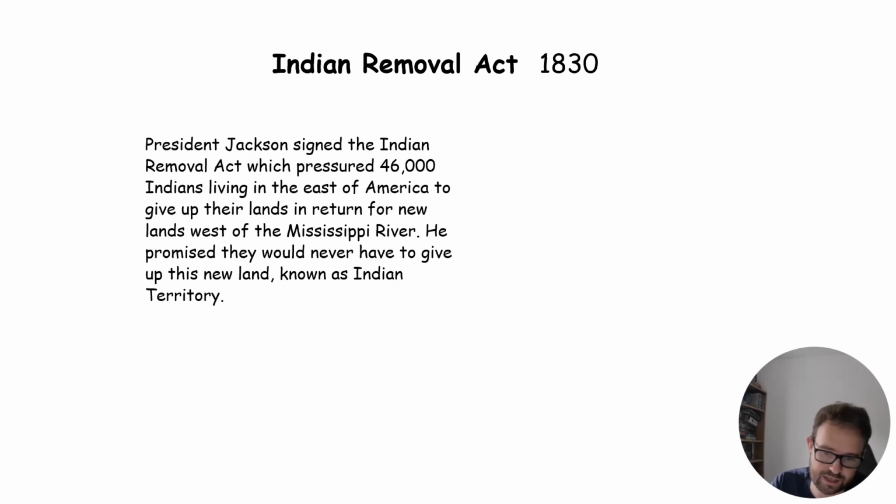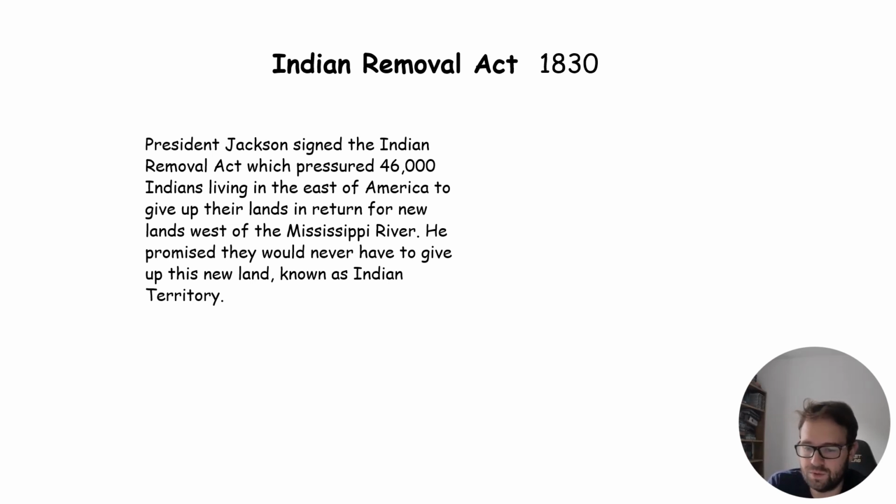So the first one that you need to know about is the Indian Removal Act. It does what it says on the tin. Basically, they remove Indians from the east and put them west of the Mississippi. They gave them promises. They promised they'd never have to give up the land known as the Indian Territory. Of course, that's going to be a lie.